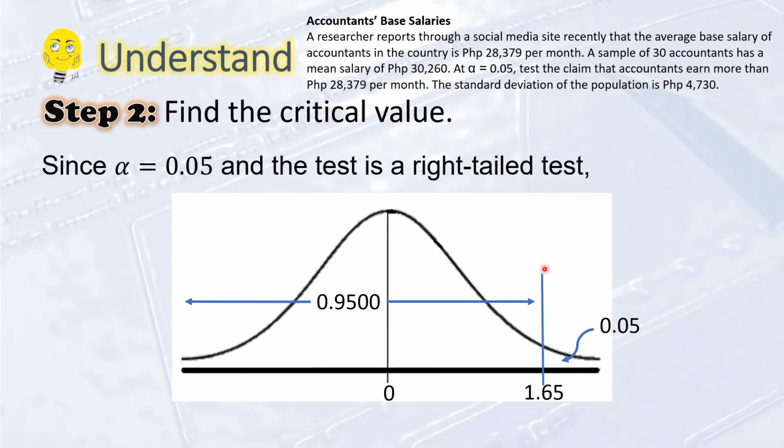Therefore, our z critical is 1.65. In some texts, authors may use interpolation for the critical value. Since 0.9500 is between 0.9495 and 0.9505, they use z equal to 1.645. However, in our previous discussion, we round the z value to 2 decimal places, hence it's positive 1.65. So the critical value for z is 1.65.